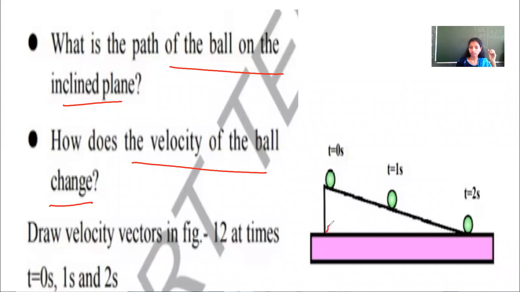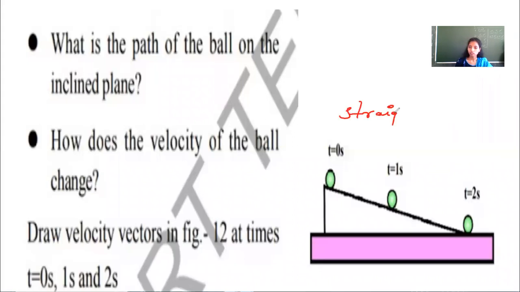Here on this inclined plane, what is the path? Is it a straight line path or a curved path? Yes, very good, Mangadevi. This is a straight line path. See, Nanu, from here to here the ball is moving. It is traveling in a straight line only. It is not changing its direction. It is moving in a straight line.